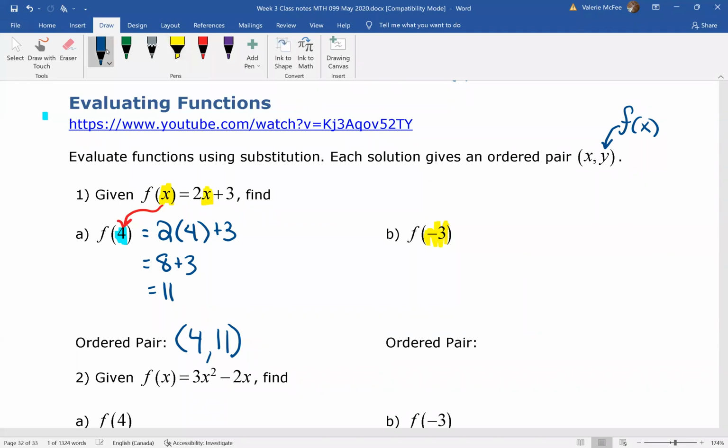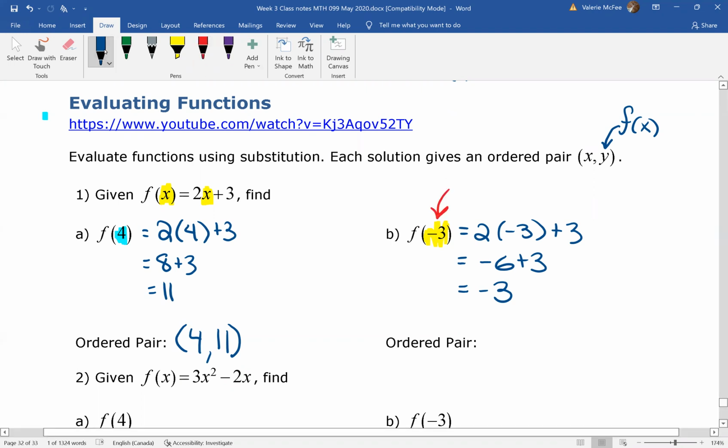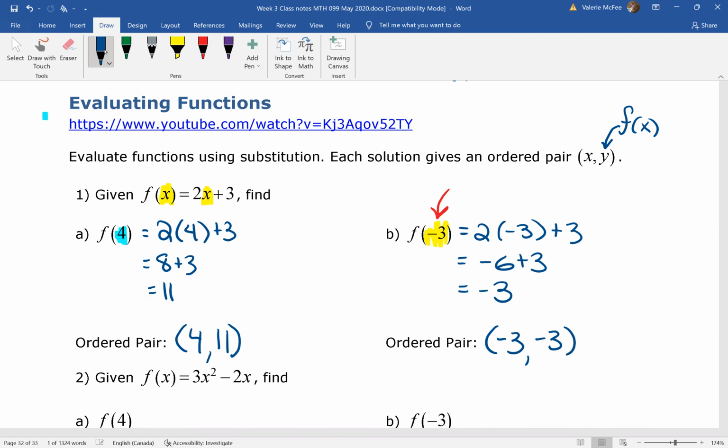The f of negative 3 equals 2 times negative 3 plus 3. Negative 6 plus 3 is negative 3. The answer to the f of negative 3 is negative 3. In this question, we changed x to negative 3. So that's our x value. And then y, or the f of x, was also negative 3.